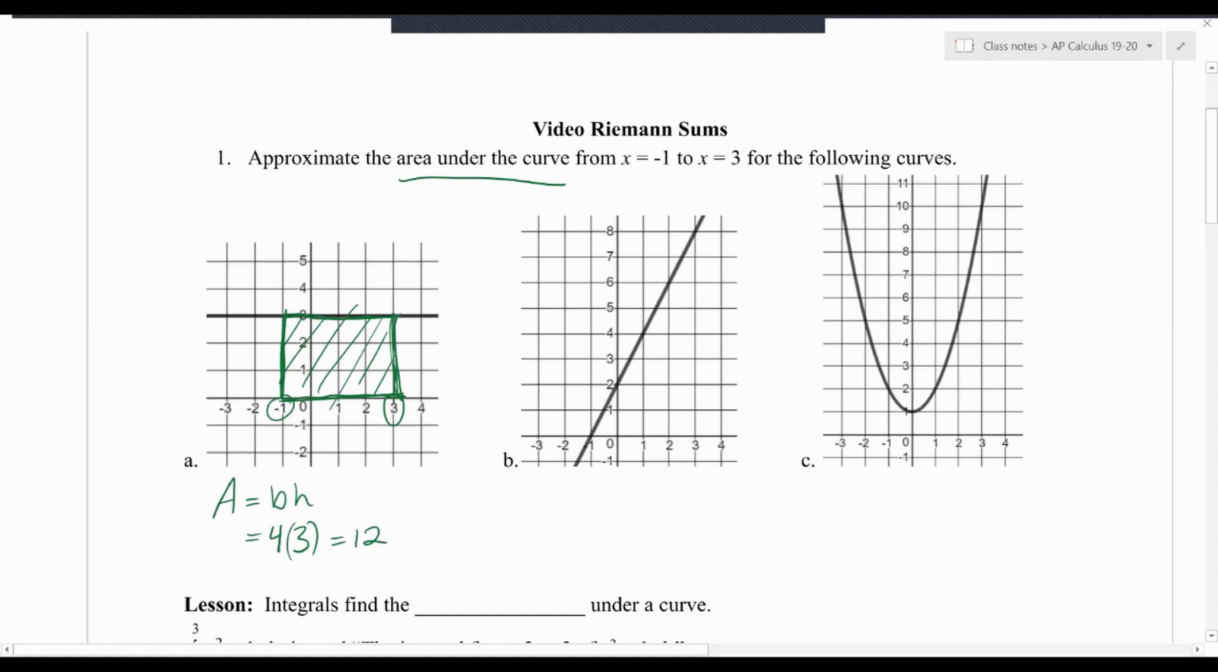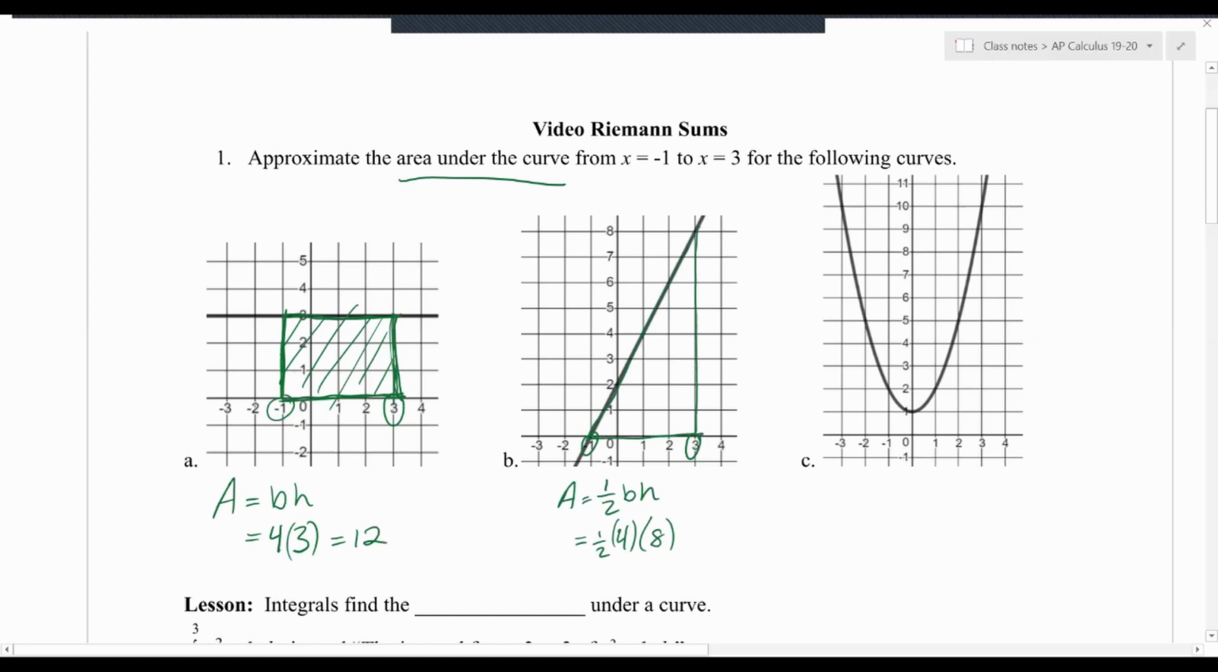Now let's look at this curve. We're again looking from -1 to 3. What shape does this make? This makes a triangle. The formula for the area of a triangle is 1/2 base times height. So again, our base is 4, and our height now is 8.